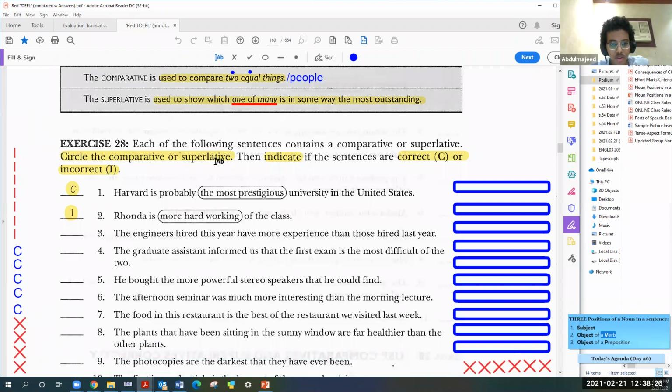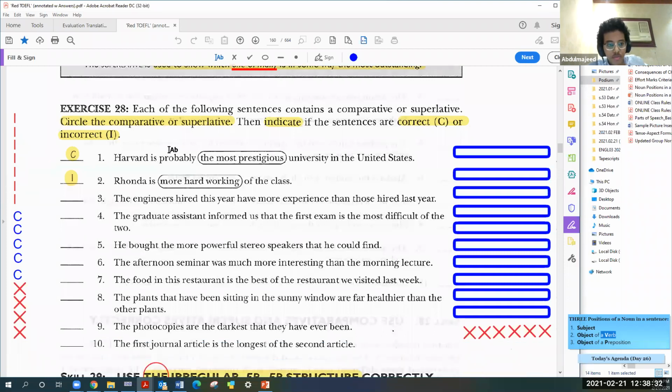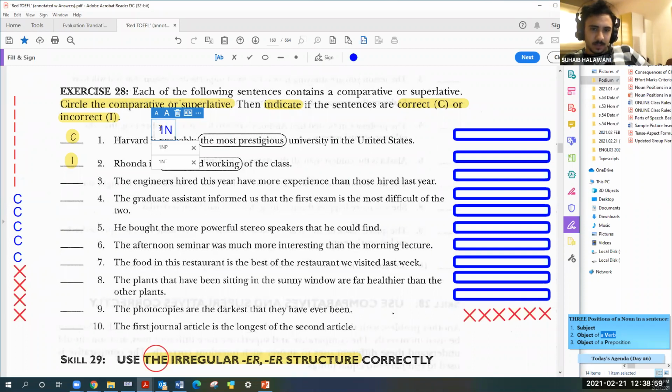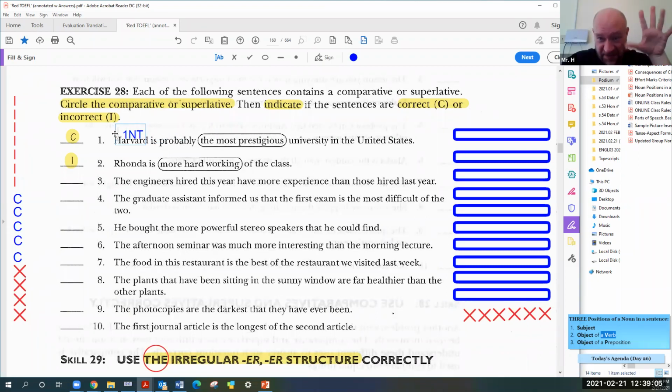So exercise 28, Abdul Majid. Circle the comparative or superlative, and indicate correct or incorrect. Okay. And then Suhaib, can you explain number 1, please? It's superlative. What are we comparing? The most prestigious. That's the first thing. Outstanding. In Harvard, the first thing, right? And what are we comparing Harvard with?